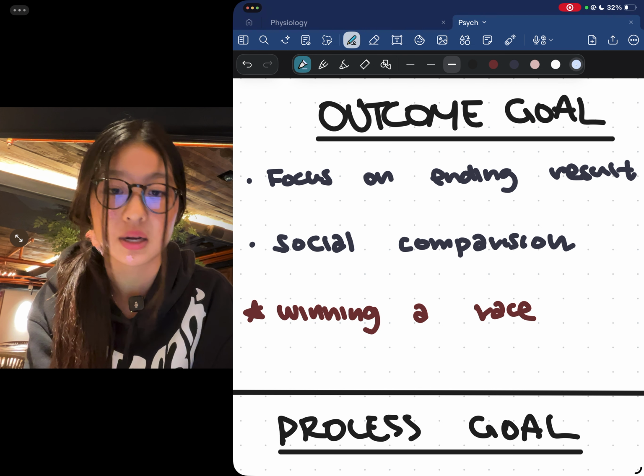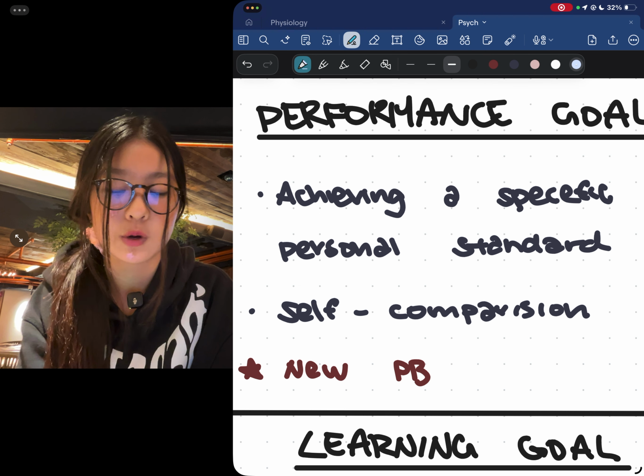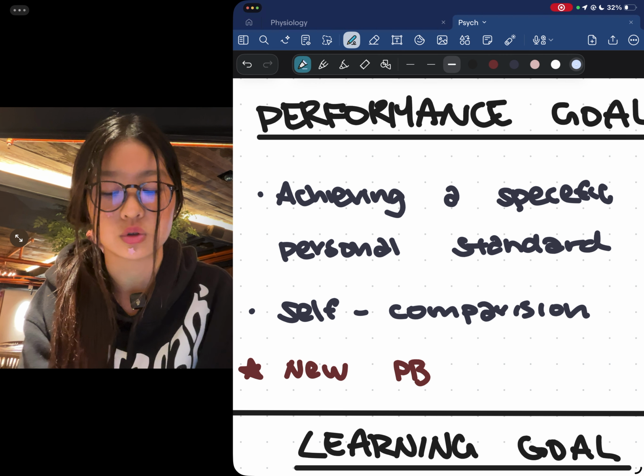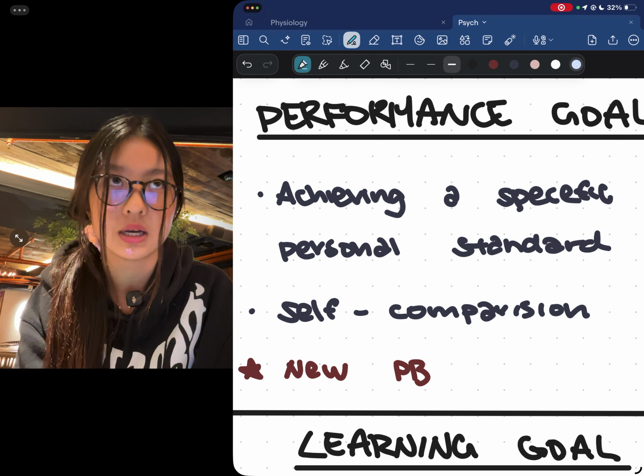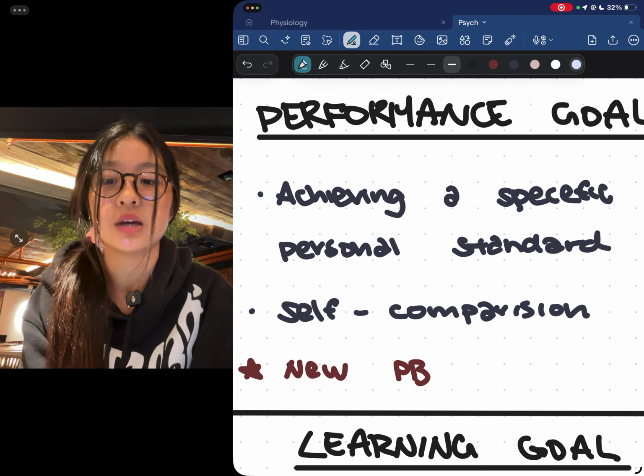But a performance goal is focused on achieving a specific personal standard, and it focuses on self-comparison rather than social comparison. So an example would be, before you go into a race, you set a new goal, and it's to set a new PB, and you're competing against yourself, not competing against other people.